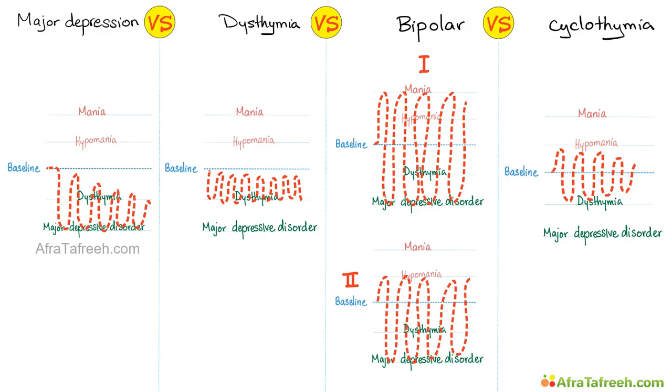What is cyclothymia? It is cyclic like this, but it's not as much as bipolar 2. It's like between hypomania and dysthymia. Some textbooks will say that it's not even reaching hypomania.